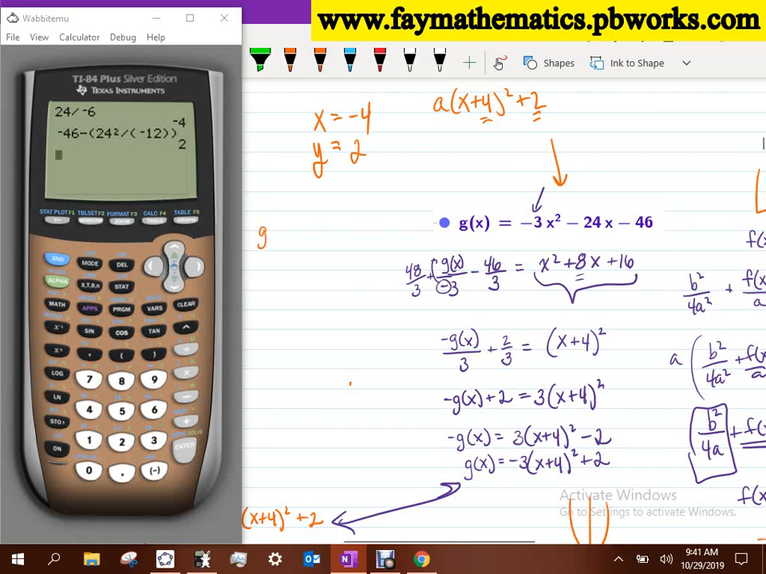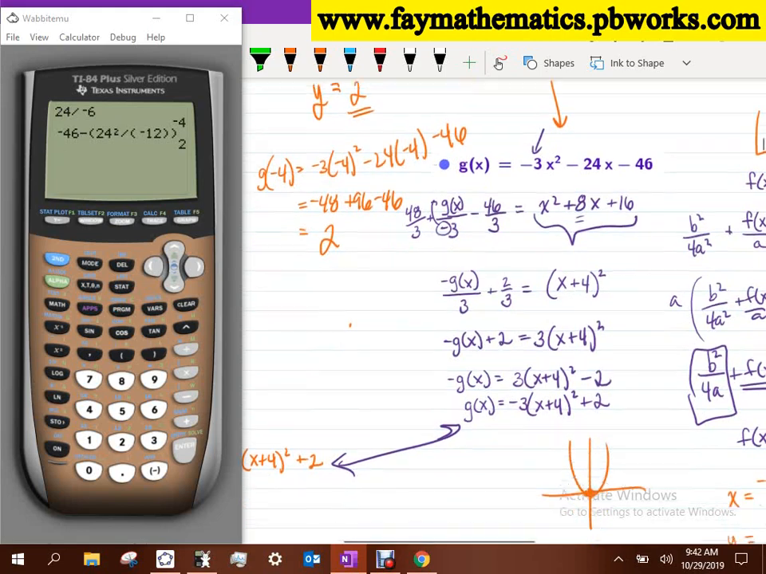Now, if you think about what the c minus b squared over 4a is, it is actually the same thing as taking my g function and evaluating it at the x-coordinate, negative 4. It would be negative 3 times negative 4 squared, minus 24 times negative 4, minus 46. What's negative 4 squared? 16 times 3, we get negative 48. That's 96 minus 46. Okay? Negative 48 minus 46 is negative 94. What's negative 94 plus 96? 2. Is that the same thing as your y value?